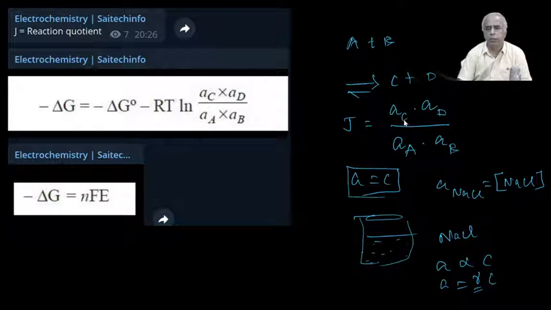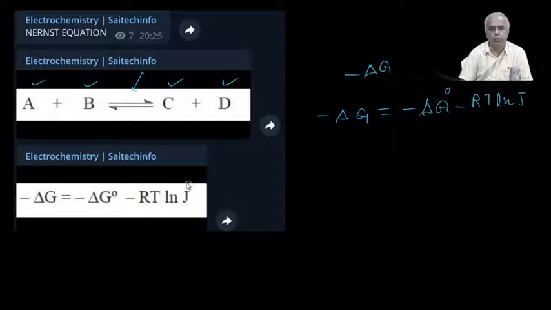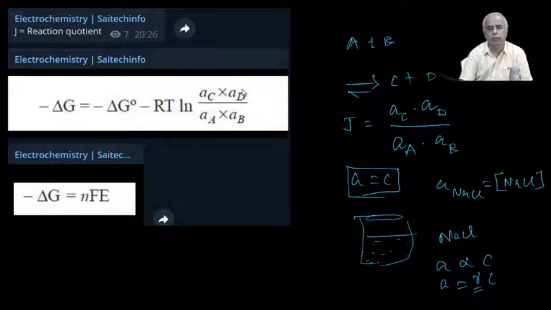So the active mass of C into the active mass of D divided by the active mass of A into the active mass of B is given by J. Here we have expanded this J as A_C into A_D divided by A_A into A_B. Therefore, minus delta G is equal to minus delta G naught minus RT into log of A_C, etc.